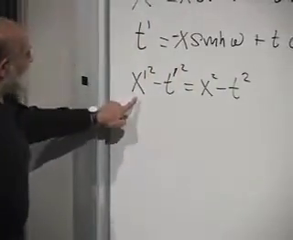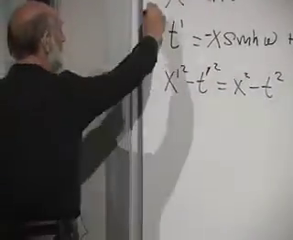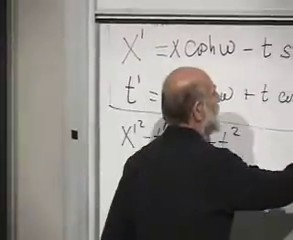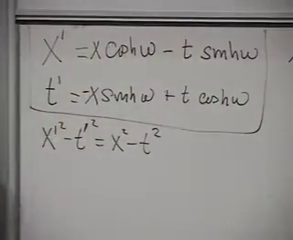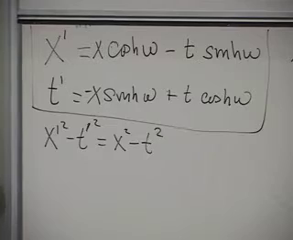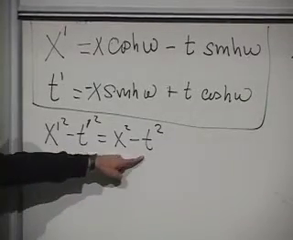For the moment, let's prove that with this transformation law here, x prime squared minus t prime squared is equal to x squared minus t squared.